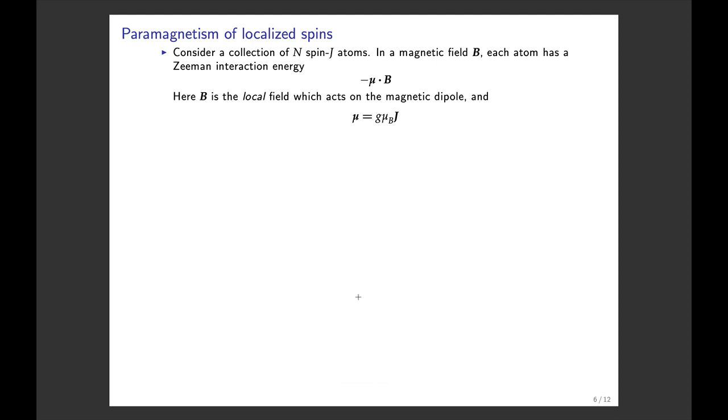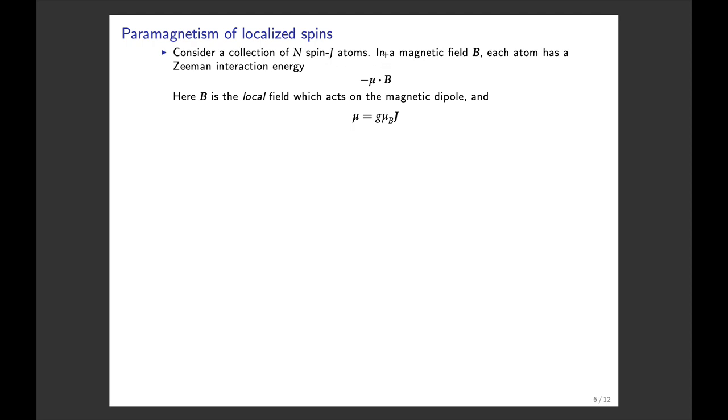Okay, well now we're ready to move on to something interesting. We can use all this machinery that we've developed, and we can start to calculate some interesting things. So the first system we'll study is a collection of localized spins. And we'll study paramagnetism of these localized spins. So we can consider a collection of N, let's say spin J atoms. We'll be a little bit general here. We could just study spin 1/2, but we'll make it more general to start with.